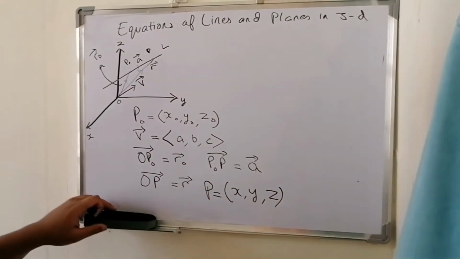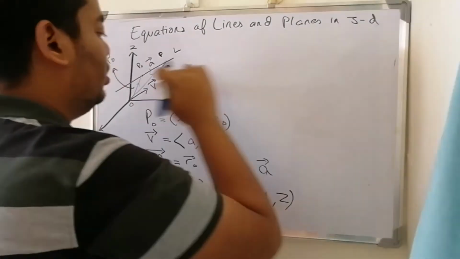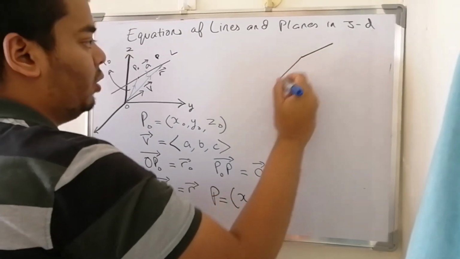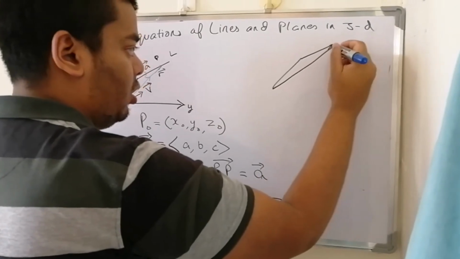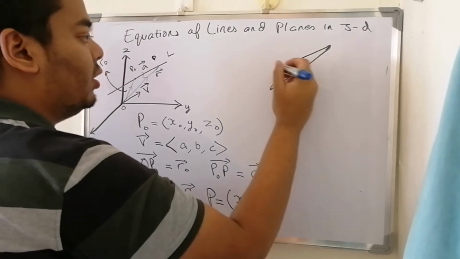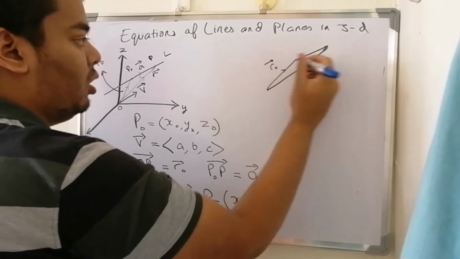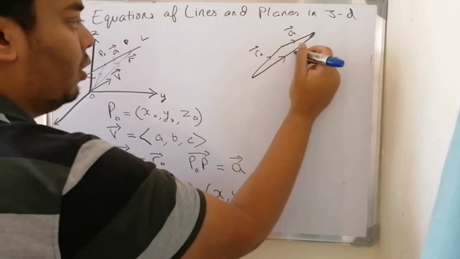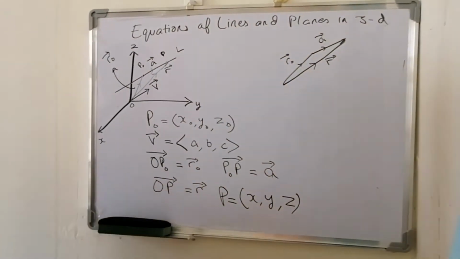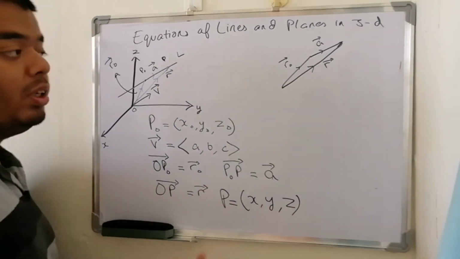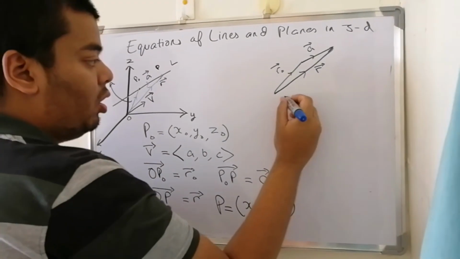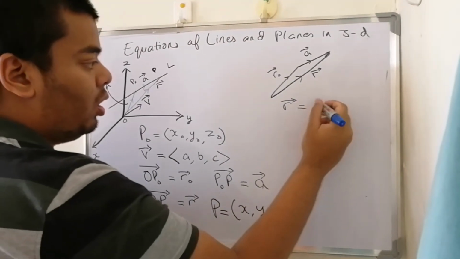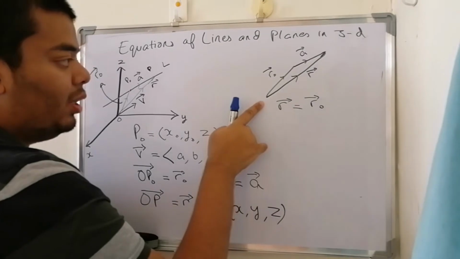Okay, so now let's draw this triangle separately. This triangle, like this OP naught P triangle, we can draw this separately. Okay, so we have here, this is the vector R naught, this is the vector A, and this is the vector R. Now to find the vector R using law of addition of vectors, law of triangle in vectors, we can say that R is equal to R naught, we start from the tail, we end up in the head, plus A.